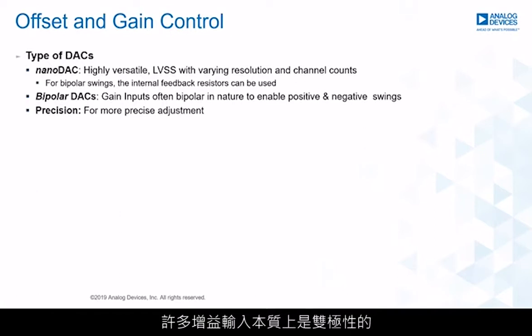As many gain inputs are often bipolar in nature to enable amplification in both directions, the bipolar products are often used. For increased precision, there are DACs like the 5791 family offering up to 20-bit resolution, 1 LSB or less INL, and very low noise and drift performance. The 5790 family include reference buffers to further simplify the circuit design for precision applications.